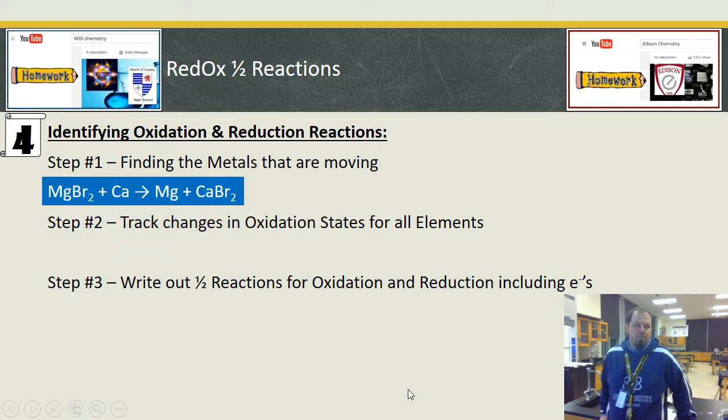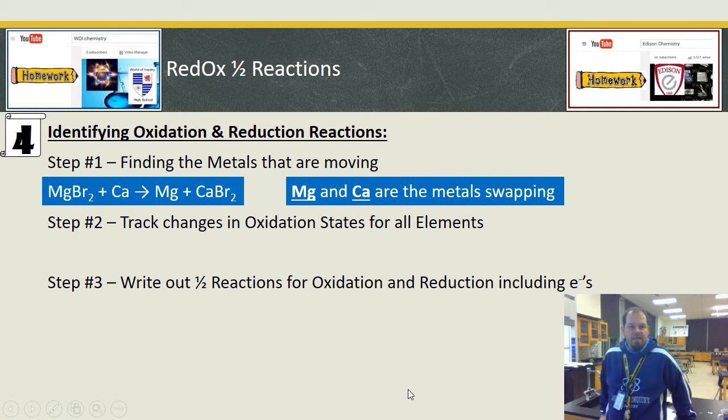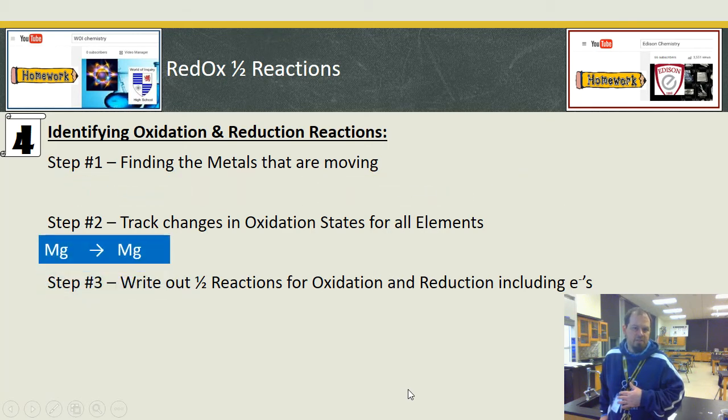Okay, here is a balanced chemical equation, and Mg and Ca are the two metals that are swapping. So the lone metal on either side is obviously what's swapping out. And notice the Br2 is just hanging out. Okay, we need to track the changes in oxidation numbers for all elements.